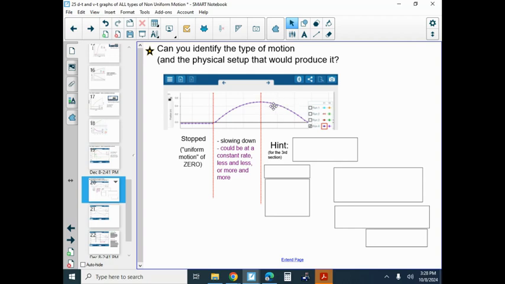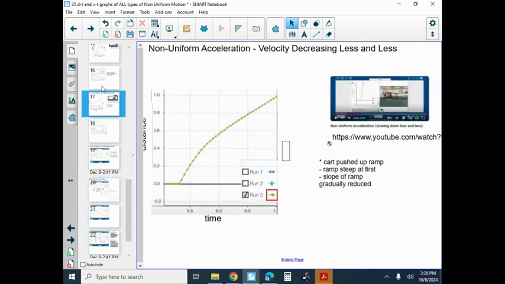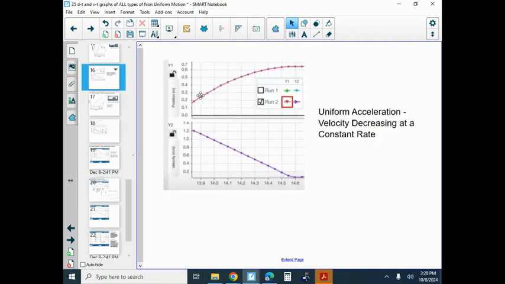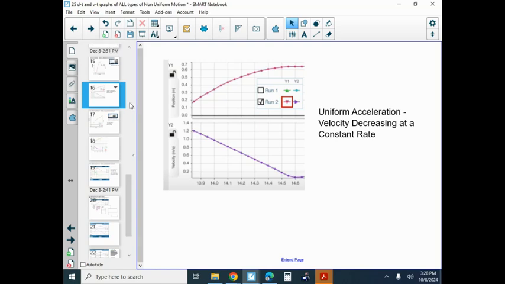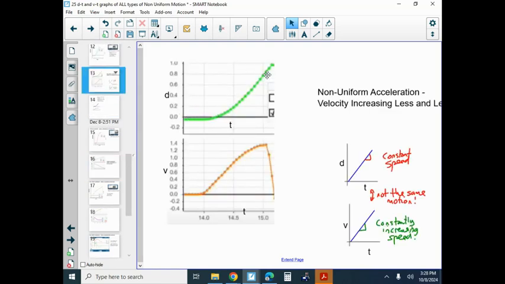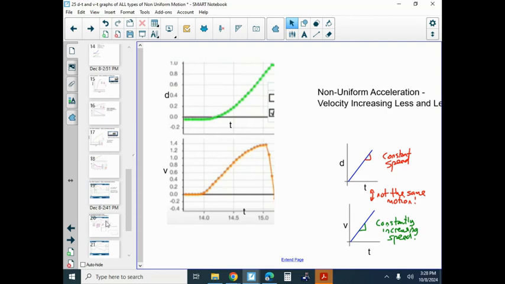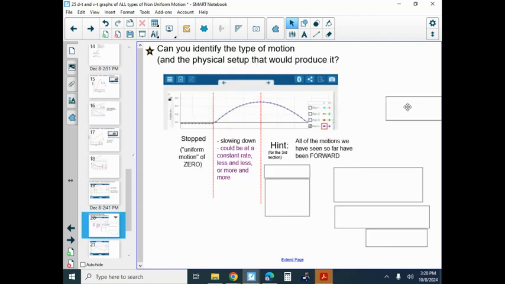This last section here, right? We haven't seen that one yet, right? So the hint for that one is, if you notice, as time goes on in all of these graphs, I've been going in the forward direction. I was at 0.2 meters, now I'm at 0.5. Every single one of these was going forward. So that's the hint for this next section. All the ones we've seen so far have been going forward. Well, what's this one doing?